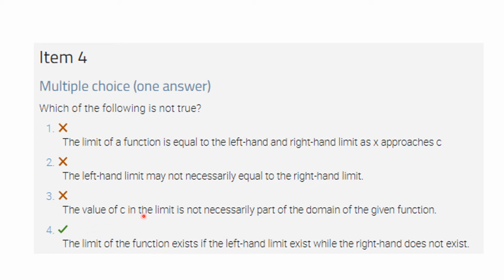The value of c is the limit. The limit is not necessarily part of the domain. So that is already explained. It is not necessarily in the domain, right? Remember that it may happen that the value c is not in the domain, but when you approach that value, there must be a particular limit if and only if the limit exists on the left and right.